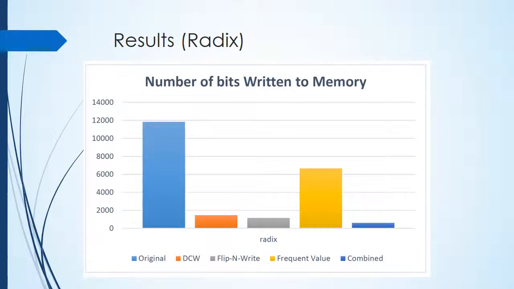Then the flip and write improves more upon that. The frequent value provides a good improvement over the original, but still not as good as the DCW or the flip and write. But if we combine the flip and write and the frequent value, then we achieve a much lower number of bits written to memory as compared to all the other techniques.